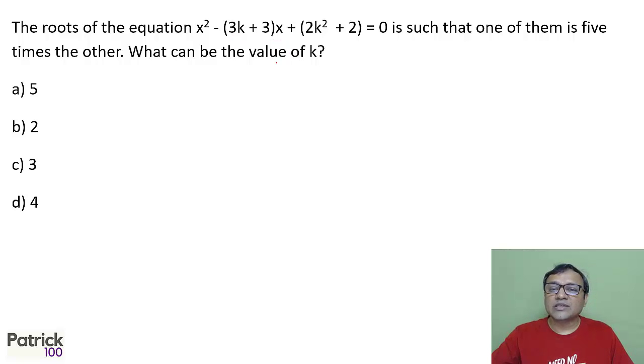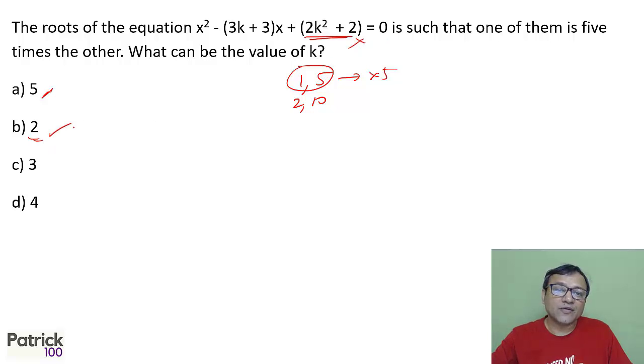Roots of the equation are given such that one of them is 5 times the other. So you can say 1 and 5 are the roots, or 2 and 10 are the roots, and so on. The product of roots has to be a multiple of 5. If I take 5 as the option, this doesn't become a multiple of 5. If I take 2 as the option, 2 square is 4, 2 is 8, 10 becomes a multiple of 5. If 3 is the option, 3 square is 9, 18 plus 2, 20 becomes a multiple of 5. 4 square is 16, 32 plus 2 doesn't become a multiple of 5.